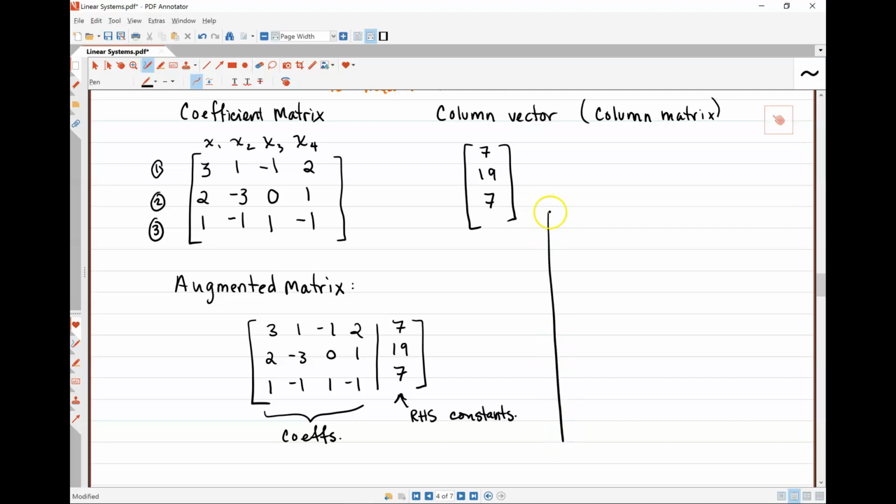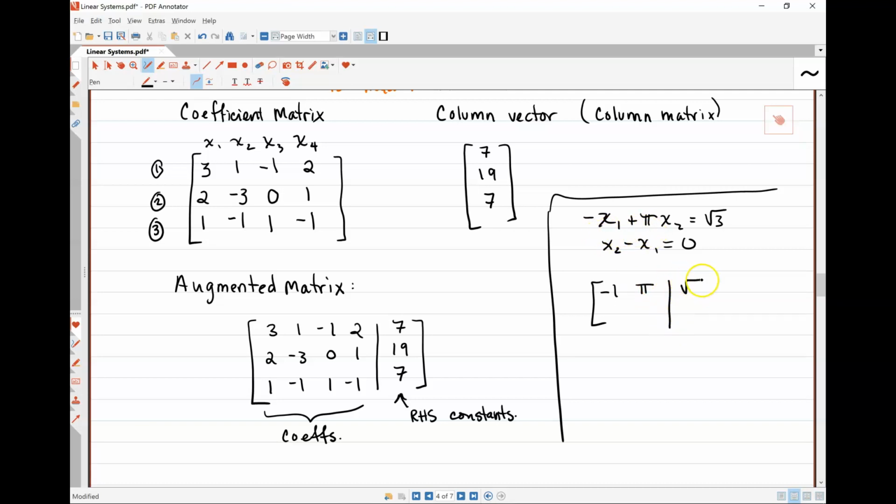So let's just do one more easy example. If I'm going to make the augmented matrix for this, I would write minus 1 and pi for the coefficients from the first equation. I'll put my vertical bar, and my right-hand side number is the square root of 3. And then down here, I have the coefficient for x1. So again, watch out for the order of these things. The coefficient of x1 is minus 1, the coefficient of x2 is 1, and the right-hand side is 0. Piece of cake, right? Okay, next thing we're going to talk about is elementary row operations.